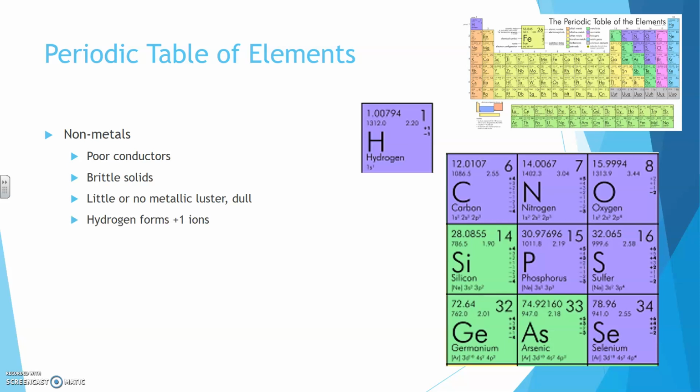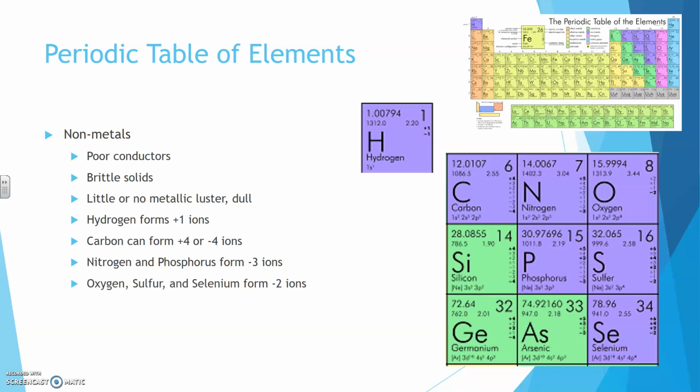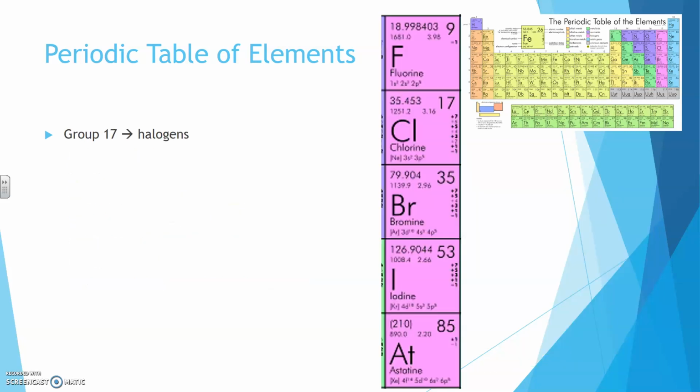Hydrogen will form +1 ions. Carbon, if it does form an ion, will be +4 or -4. Nitrogen and phosphorus like to be -3, and then oxygen, sulfur, and selenium will form -2 ions.